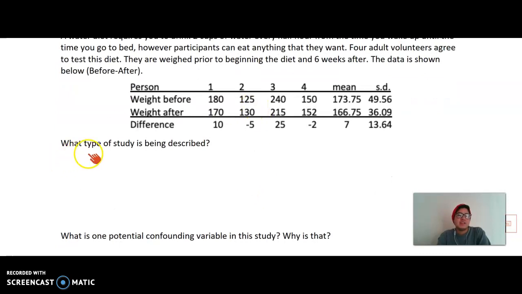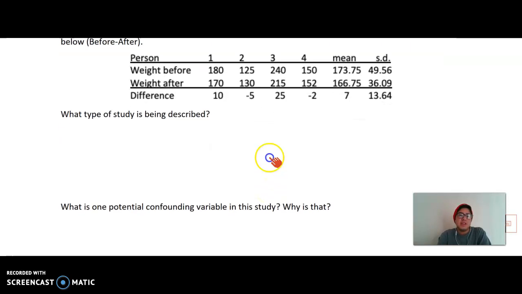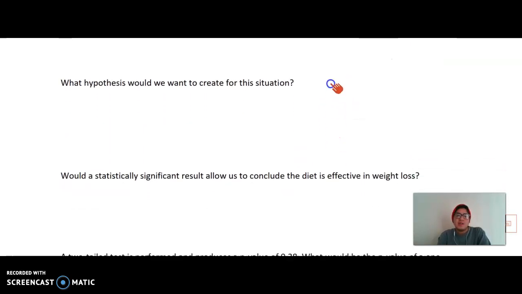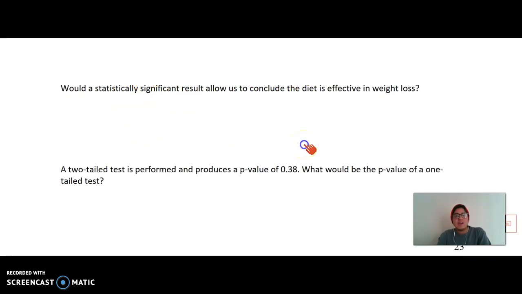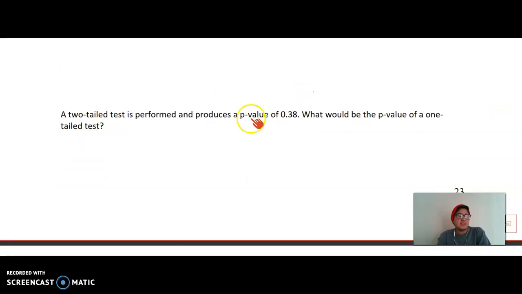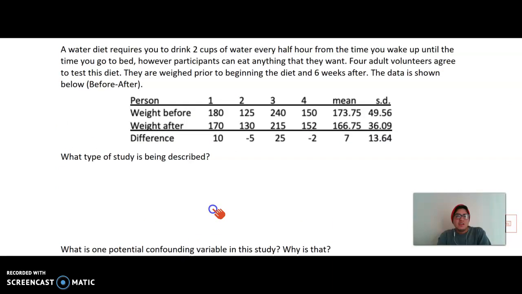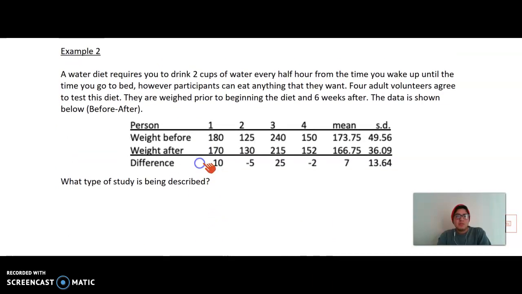So here I'm asking you which type of study: observational, census, survey, experiment. What's one potential confounding variable? Which hypotheses would we use? Would a significant result allow us to conclude it's effective? And what's the difference between a two-tail and a one-tail test? So I'll give you a few moments to work on that.